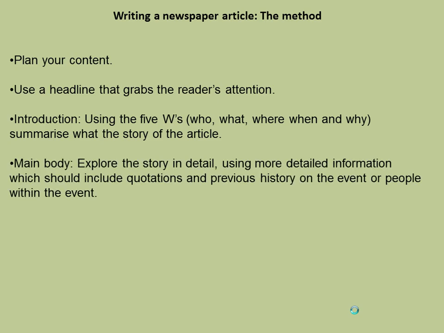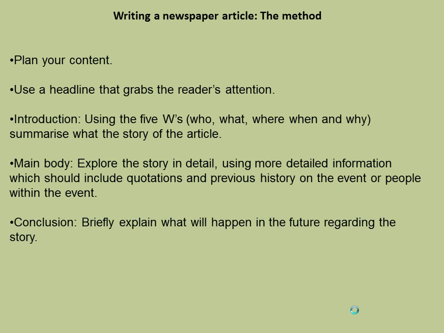Then we move into our main body. We need to explore the story in detail. We use more information such as quotations, previous histories on the event, or people within the event. So this is basically the main body. It's the detail of the story. Then finally, in our conclusion, this is where we move away from the past tense, because we're writing about what has happened, to what will happen in the future. So the court case will resume on so-and-so, or the next fixture will be next week against.